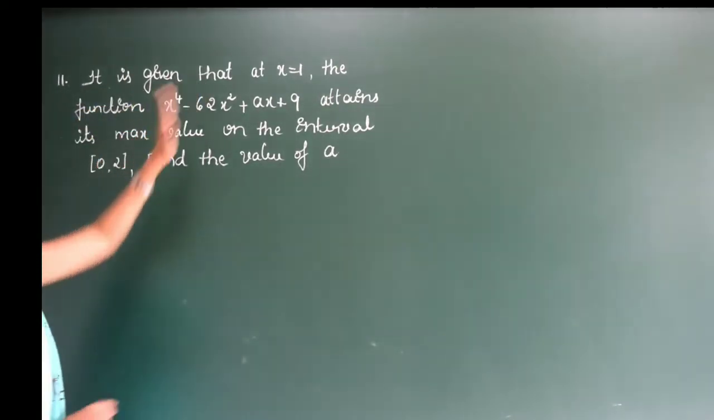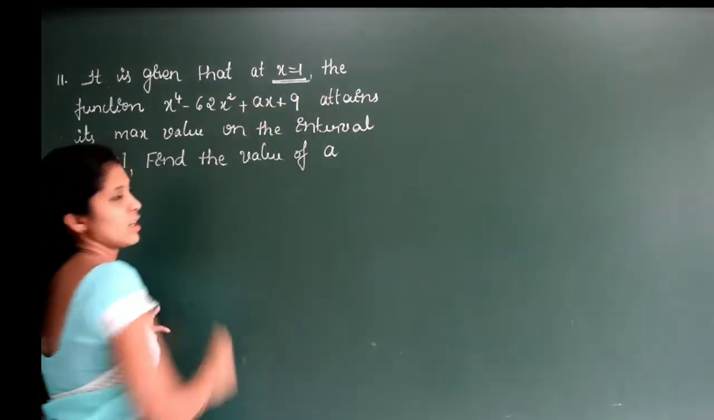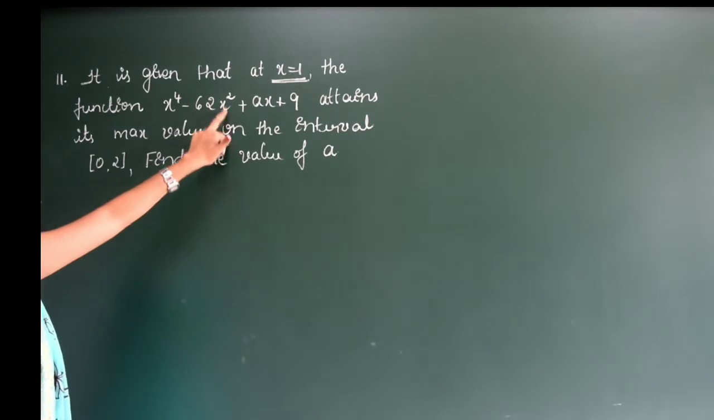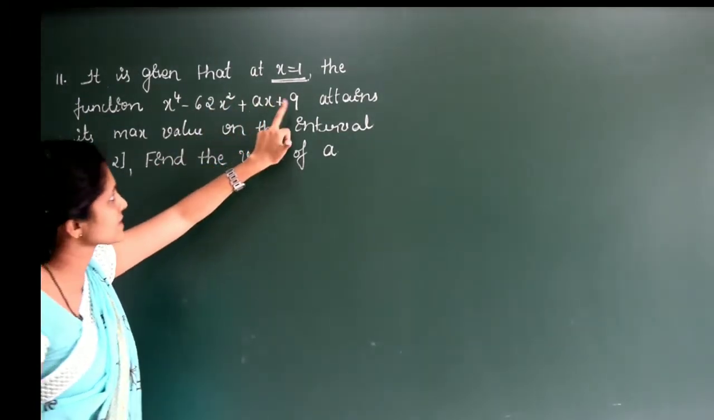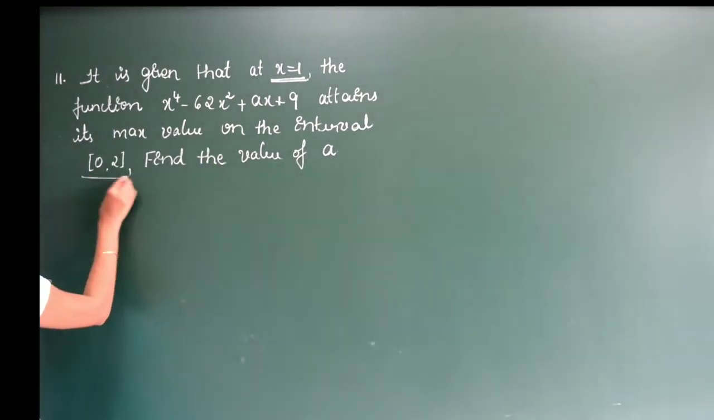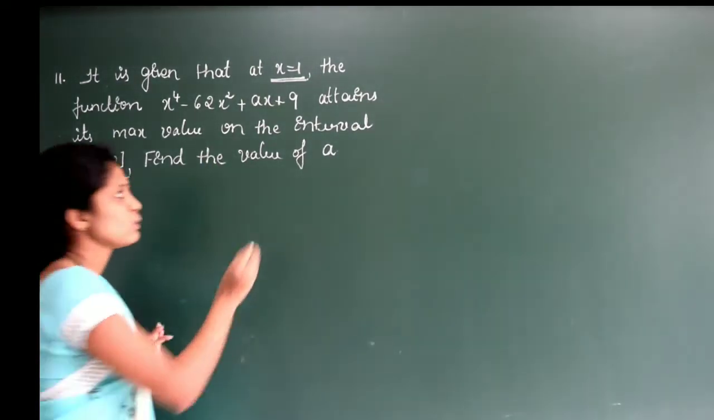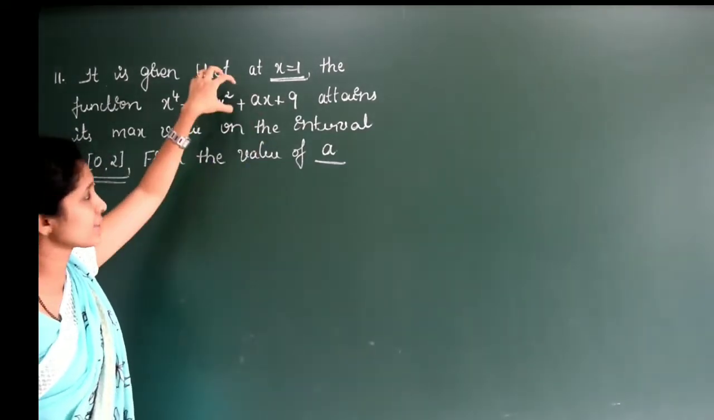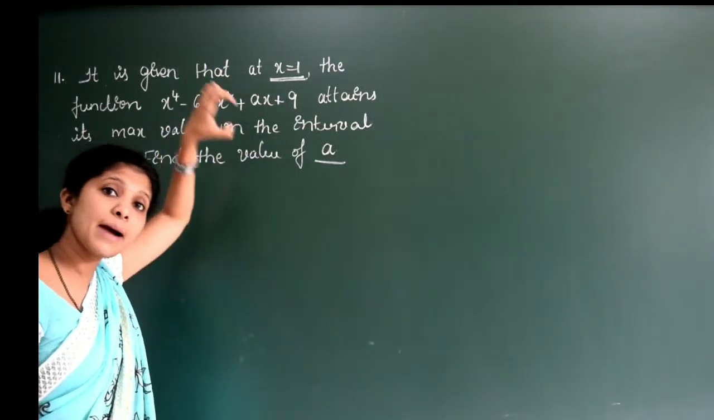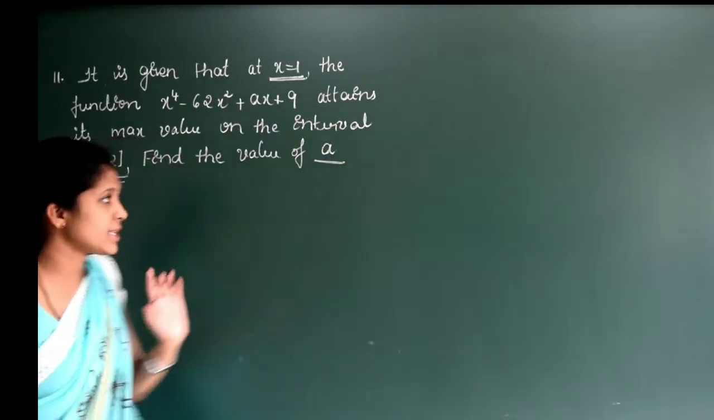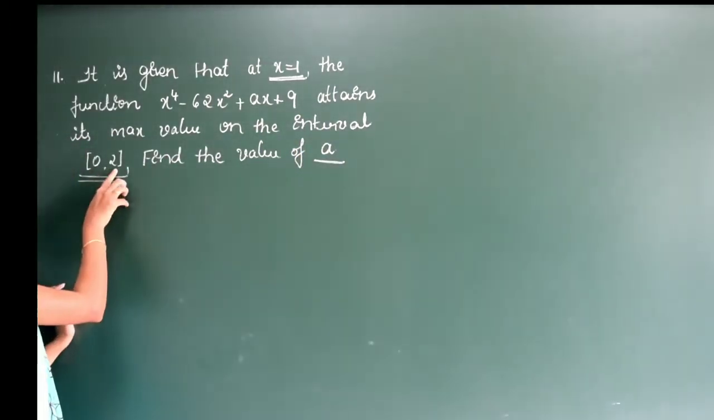It is given that at x is equal to 1, okay, the function x to the power 4 minus 62x square plus ax plus 9 attains its maximum value on the interval [0, 2]. Find the value of a, right? Try to understand the question. It is given that this function attains a maximum value at x is equal to 1. At x is equal to 1 means it belongs to [0, 2], right?